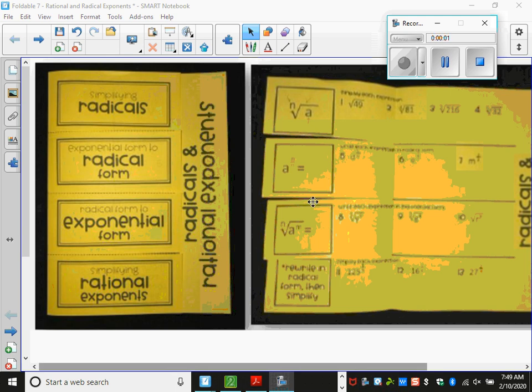Just fold to the title. You don't necessarily have to cut these. One fold will be fine for this one. And so you have simplifying radicals, exponential form to radical form, and radical form to exponential form.